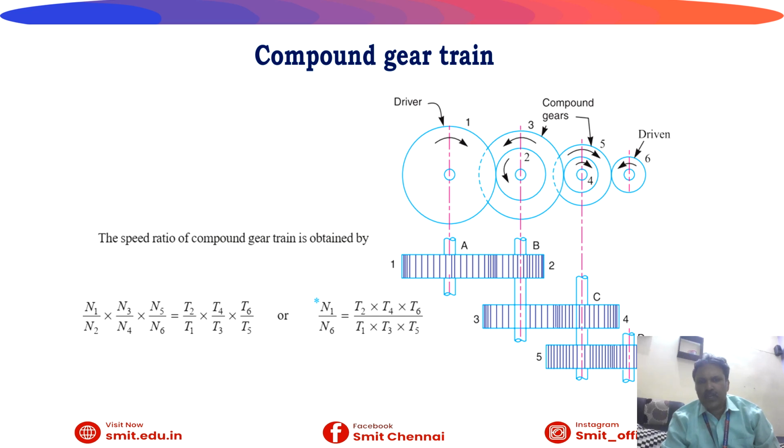So the product of all the speeds is equal to the product of all the gear teeth. That is, N1 by N2 is nothing but T2 by T1. N3 by N4 is T4 by T3. N5 by N6 is T6 by T5. Upon multiplication, we can see that some of the speeds will be similar because the gears are attached on the same shaft. That is, N2 and N3 will get cancelled, as well as N4 and N5. Finally, you will get the expression that is mentioned in the slide.